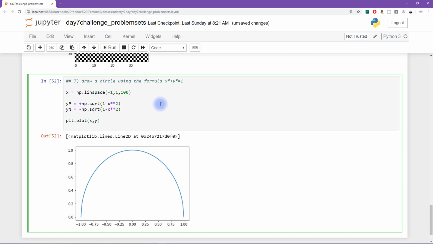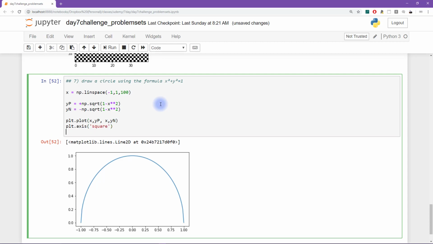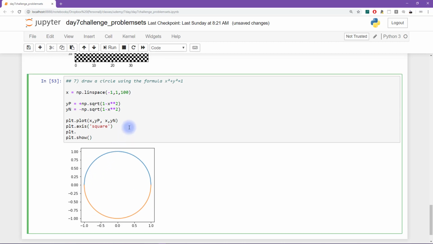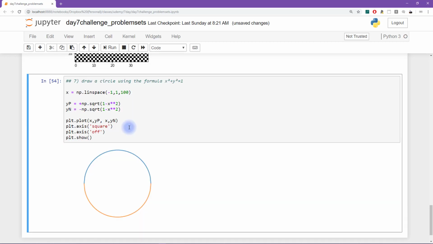And that means that we also need to draw two lines here. So plt.plot x comma y p, and x comma y n, and I'm going to set the axis to be square, and plt.show. All right, so there you go. We have the positive solution and the negative solution, and together those make a circle. I'll turn the axis off here. Axis off. Very nice.